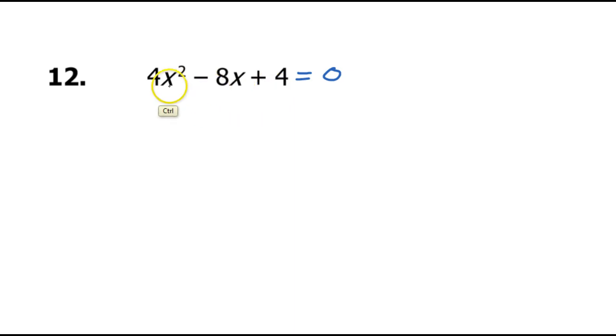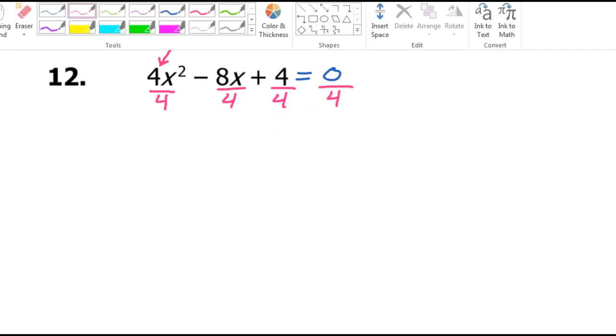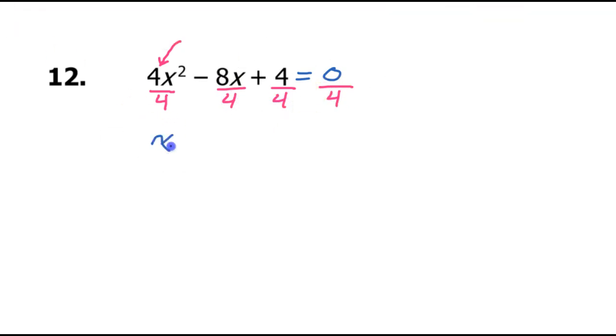The next thing I need to do, the leading coefficient, I need to get rid of that. So I'm going to divide everything by 4, all 4 terms. So I'm going to divide by 4 here, here, here, and here. So that is going to give me x squared minus 2x plus 1 is equal to 0.